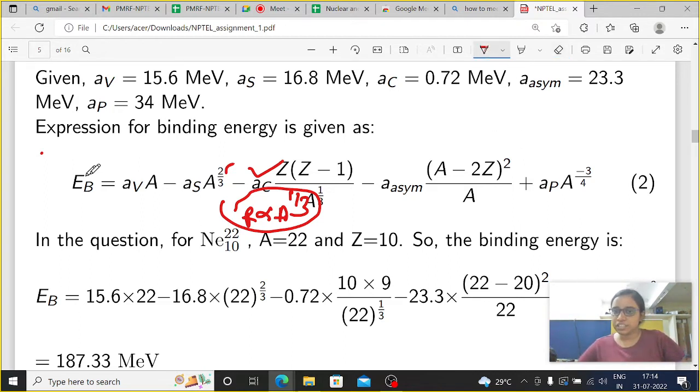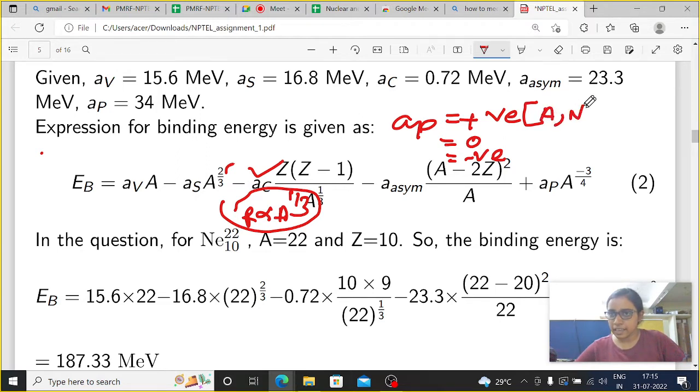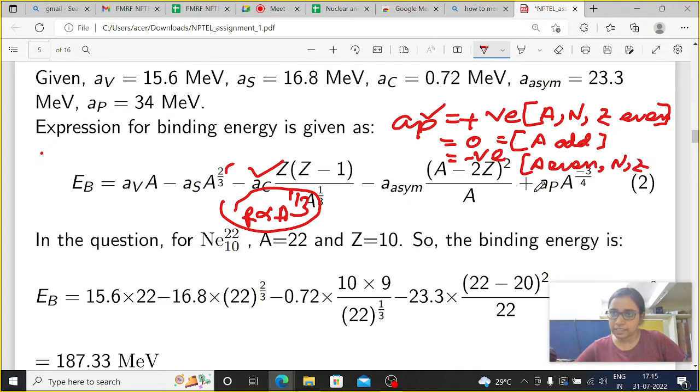So what about that last term? The last term is basically AP. It has some values: it will be positive, it will be 0, or it will be negative. It will be positive when A, N, Z all are even. It will be 0 when A is odd, and it will be negative when A is even but N and Z are odd.